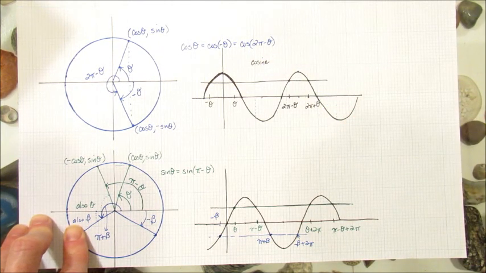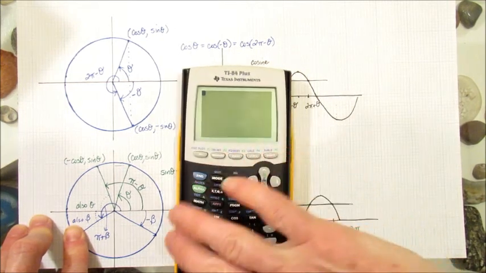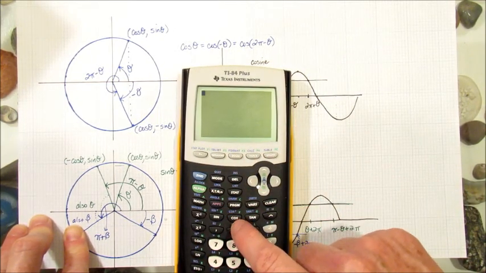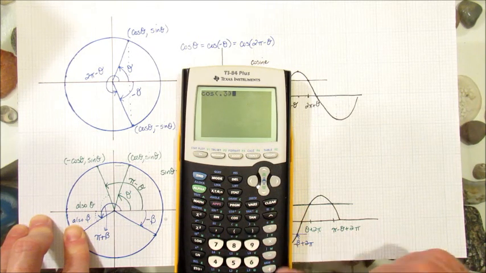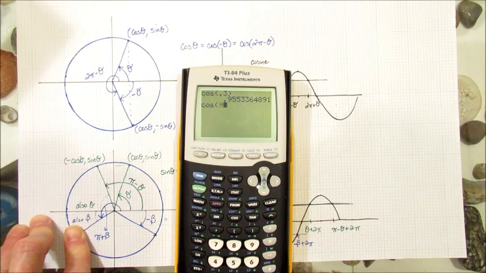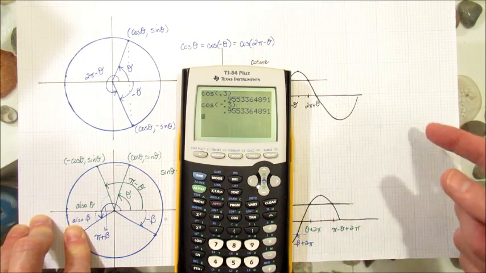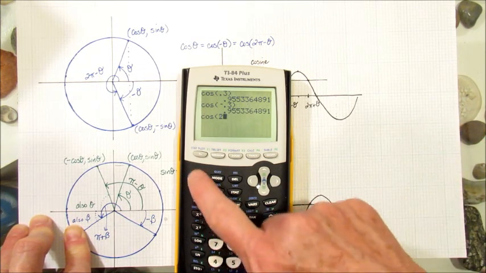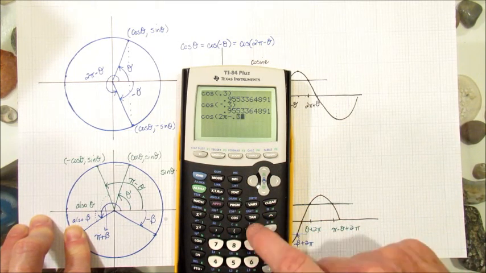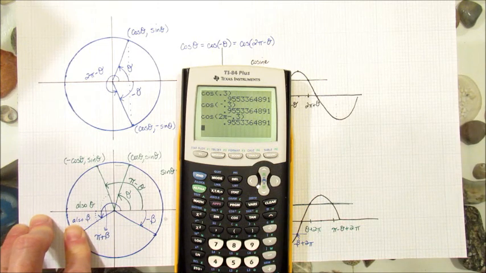We can look at that on the calculator. If I put in, say, cosine of 0.3, I get that value. If I take cosine of negative 0.3, I get the same value. If I do cosine of 2 pi minus 0.3, notice they're all the same value. And that's true whether the angle is positive or negative.